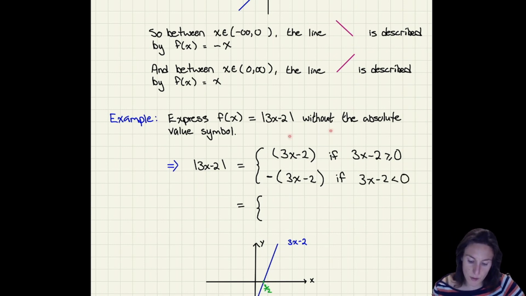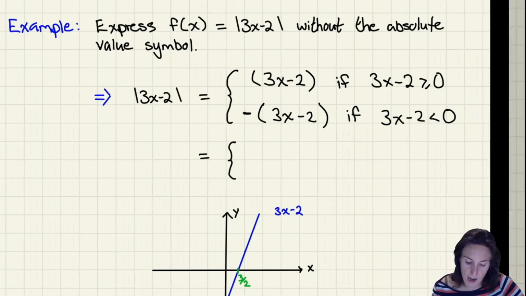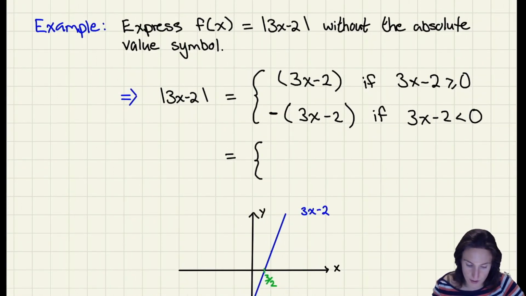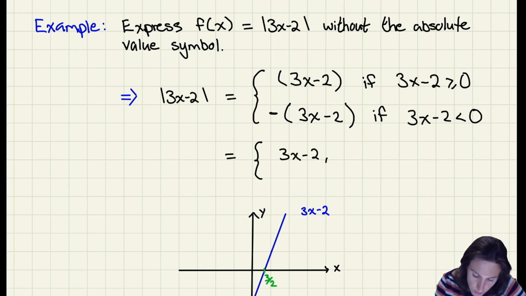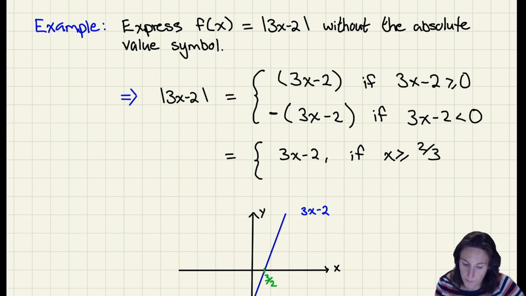If we write it this way, then it's a lot easier to see how we get to the next step, how we get to describing this next function, this absolute value function. We're going to have 3x minus 2. If we isolate for x, this 2 is going to come over here, and we're going to divide by 3. So that happens if x is greater or equal to 2 over 3.